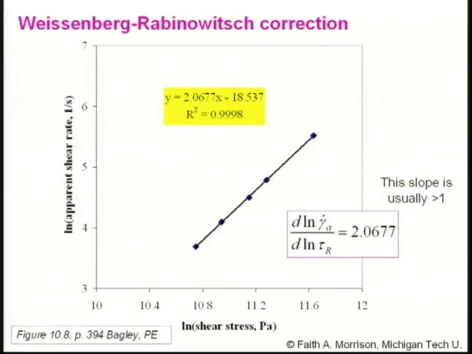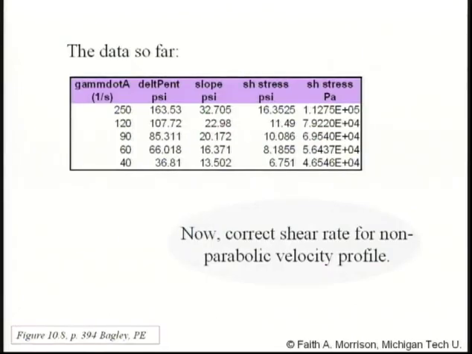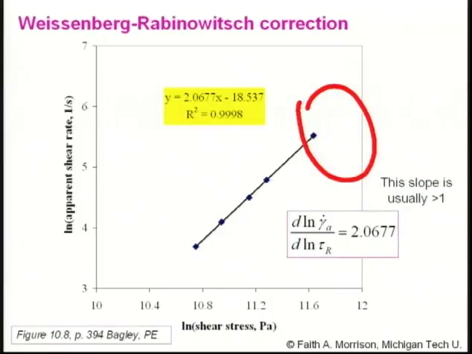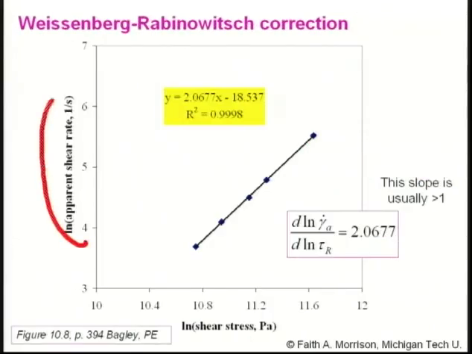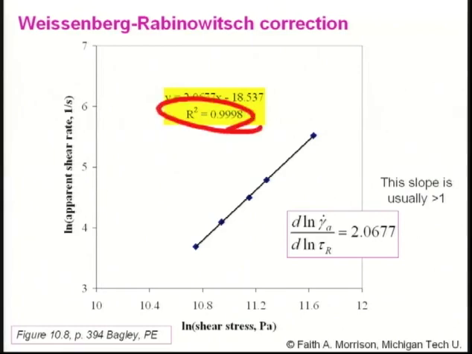In the case of the data on the Bagley plot, if I go back to this, we've got gamma dot A, we've got the shear stress, so we can plot them. So this is apparent shear rate versus shear stress. Turns out to be a straight line. This doesn't have to be a straight line. It could be a curve. If it's a curve, then every point has a different correction. In this case, it's a straight line, so there's a single constant correction, 2.0677 in the case of this data. And it's a very true line.